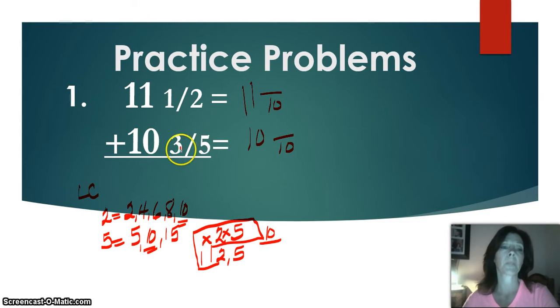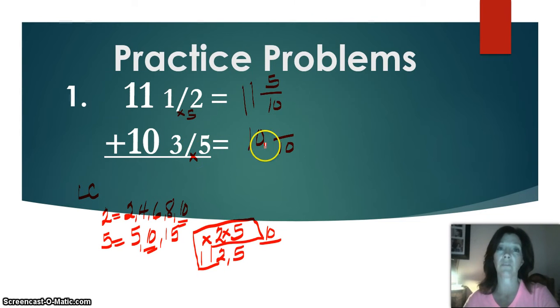Put your 10 there. What did it take to make 2 equal 10? We know that 2 times 1, 2, 3, 4, 5 equals 10. Whatever you multiply on the bottom, you have to multiply on the top, which is your numerator. So 5 times 2 is 10, 5 times 1 is 5. That becomes your new numerator.